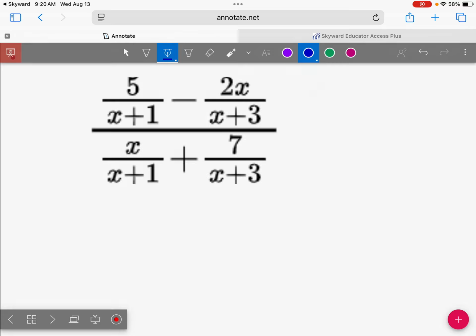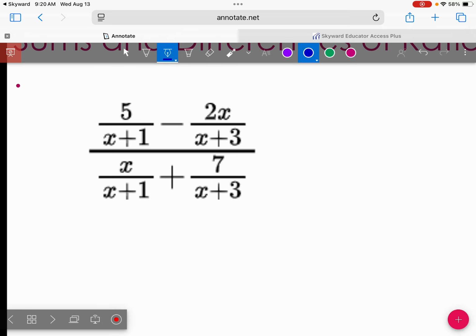So, I'm going to zoom it in so we can see it a little clearer because I know it's really big. This is where we split between numerator and denominator. So our numerator has 5 over x plus 1 minus 2x over x plus 3. And our denominator has x over x plus 1 plus 7 over x plus 3.